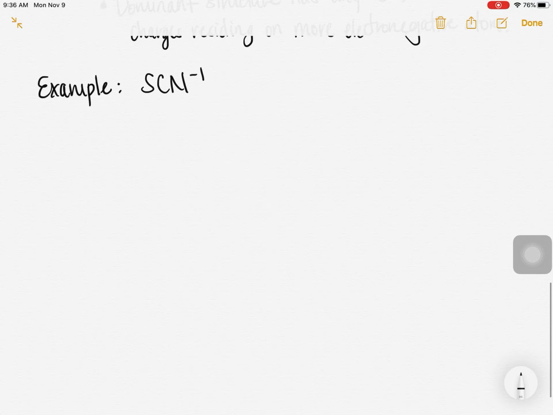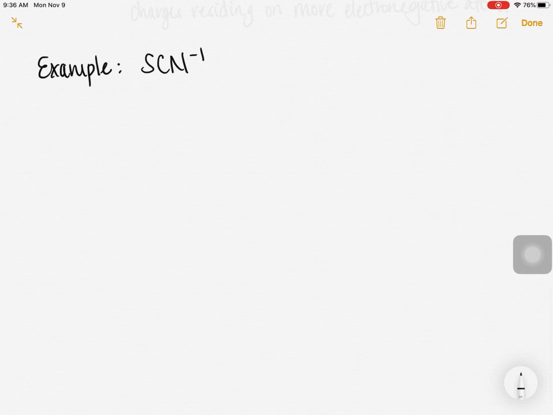So we're going to do an example with SCN minus, and this is an ion, and there's actually 3 Lewis structures that you can draw. So I would like for you to try this on your own. So pause this video. I'm just going to keep going, but you pause this video and see if you can first draw 3 different Lewis structures that all satisfy the octet rule. See if you can then assign formal charges, and then based on that, can you pick the dominant Lewis structure?